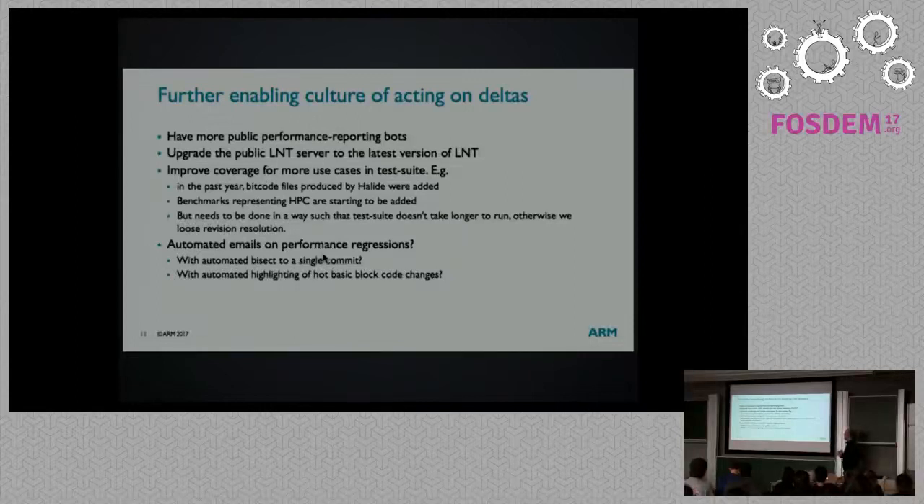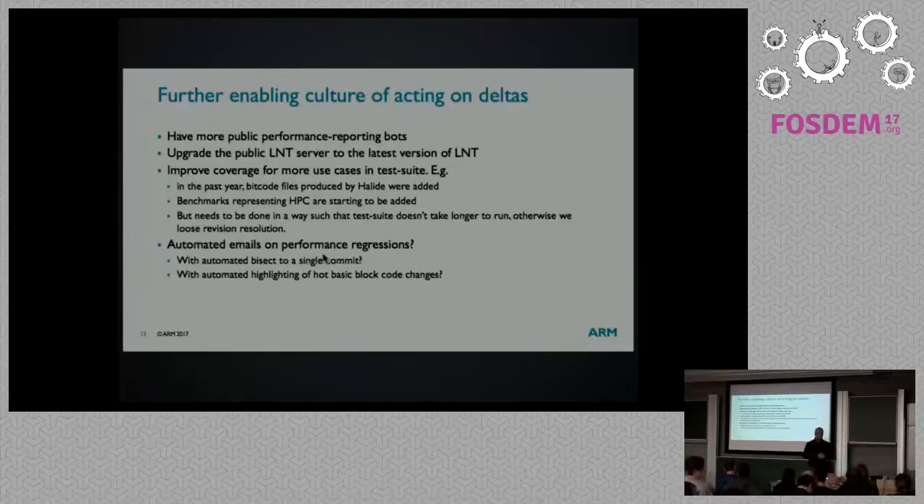My list of ideas is, yeah, it would be nice if more of these performance reporting bugs would be public, so more people can look at the performance results. At the moment, there's one public LNT server. What I showed here was a top of trunk LNT server running on my laptop. The public one runs a quite old version, so we need to find a way to make sure that someone can maintain that public LNT server instance.